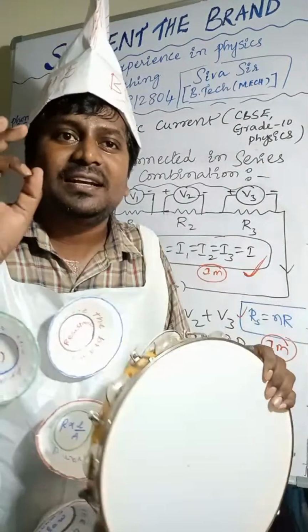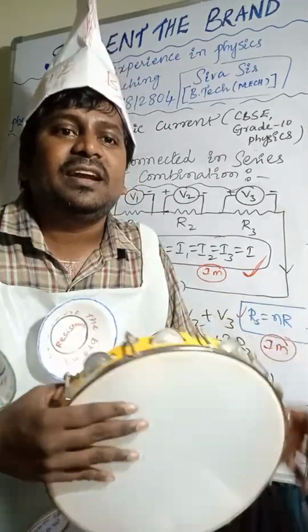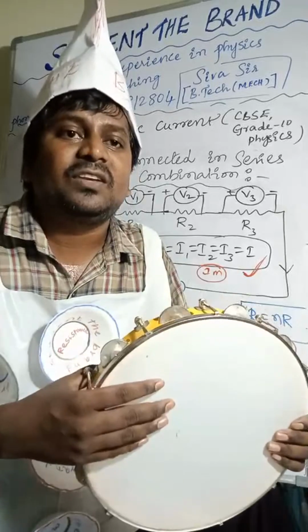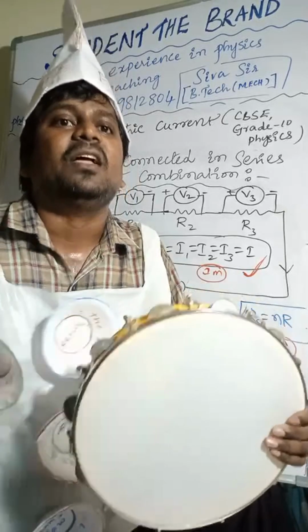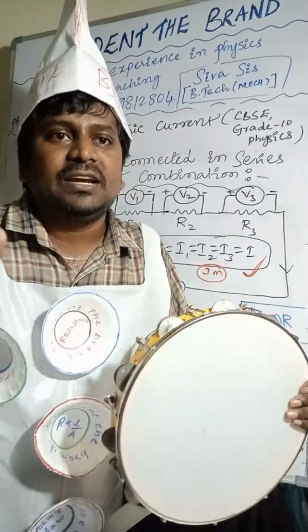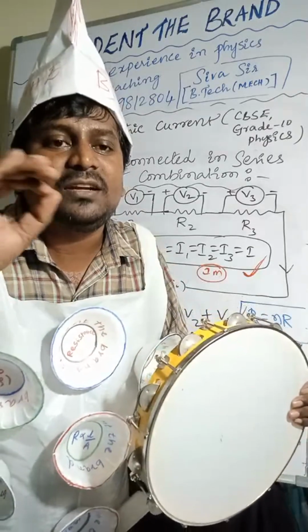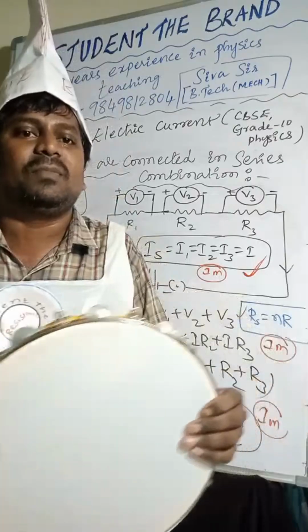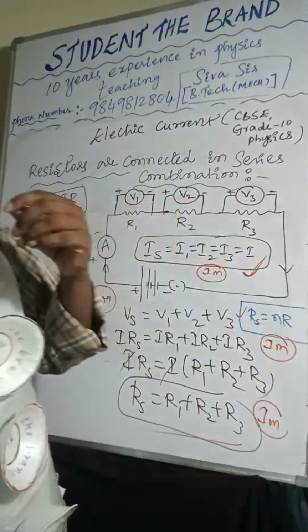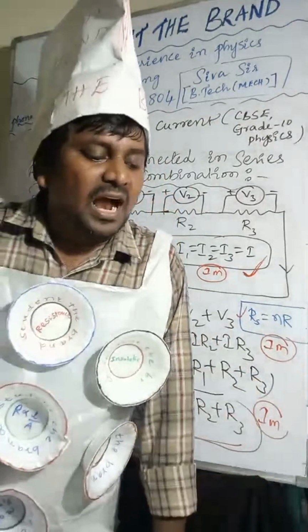So the SI unit of resistivity is ohm meter. Fix it in your mind. Yes, ohm meter. Very important. And one more thing.